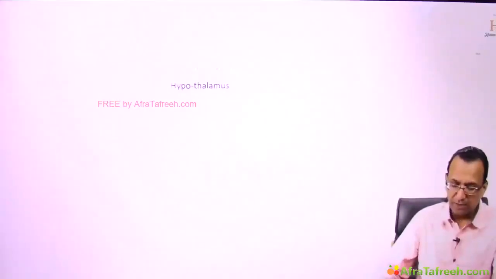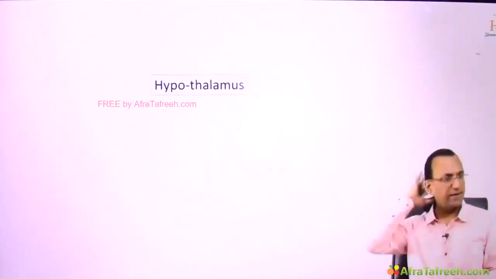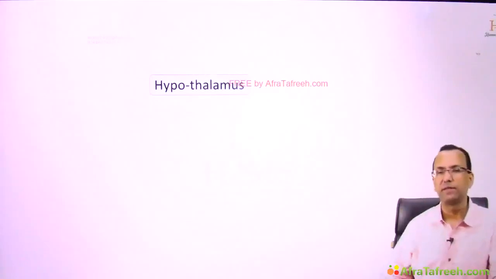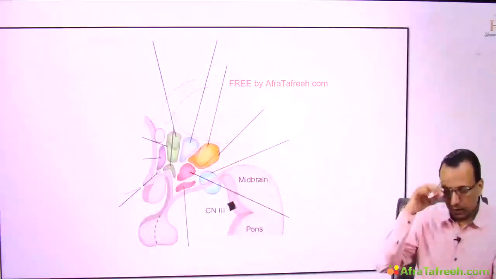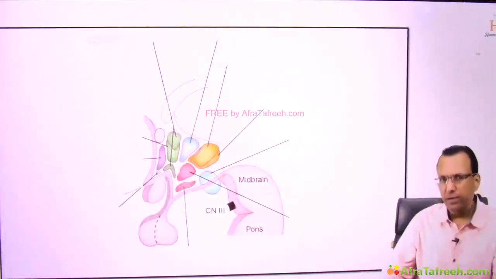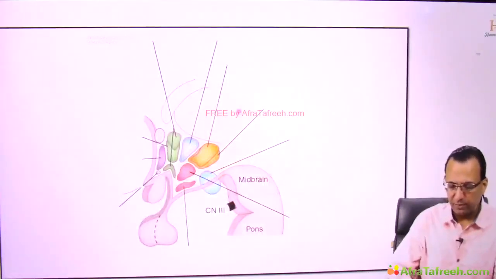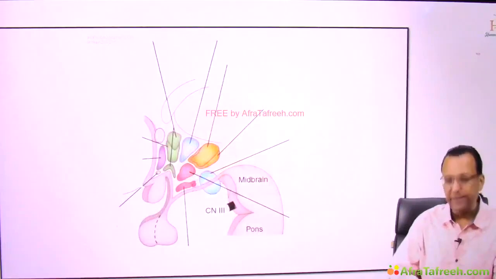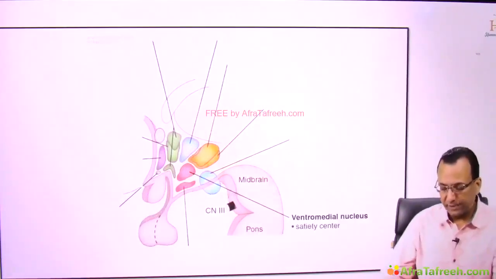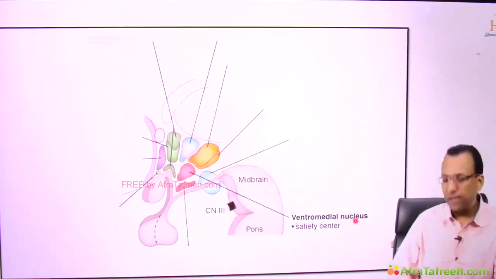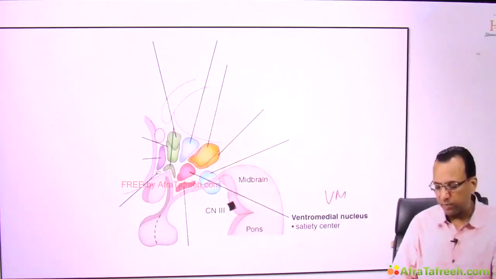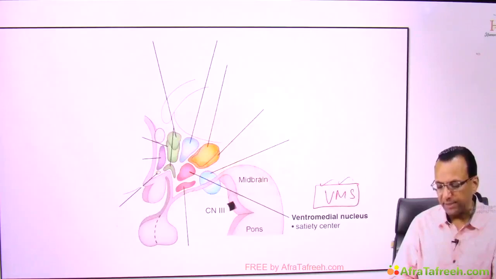Now, talking about hypothalamus. Hypothalamus has many nuclei, some of which we have to remember, and let's do that. See, hypothalamus is below thalamus. Say if thalamus was here, below that is hypothalamus having many nuclei. And this is the ventromedial satiety center. When you say ventromedial satiety center, just remember VMS, ventromedial is the satiety center.